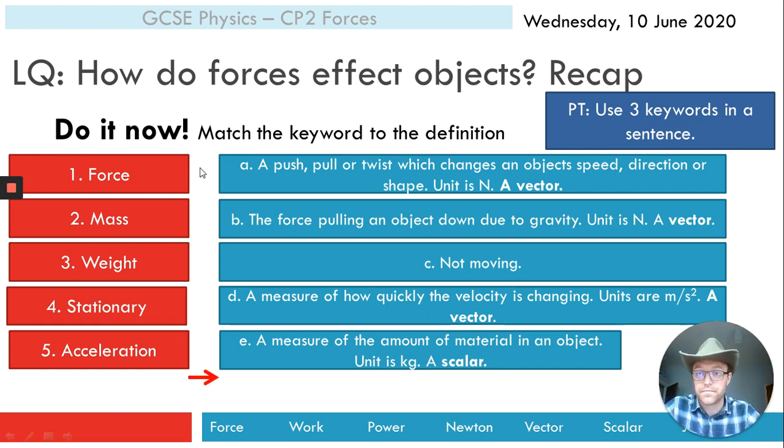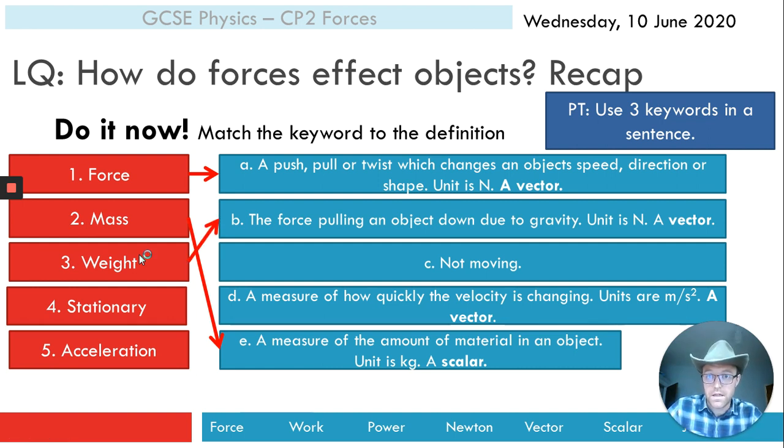Force is a push, pull, or twist which changes an object's speed, direction, or shape. The unit is newtons and it is a vector quantity. Remember, a vector has a size and a direction. Mass is a measure of the amount of material in an object. The unit is kilograms and it is a scalar quantity. Scalar quantities only have a size.